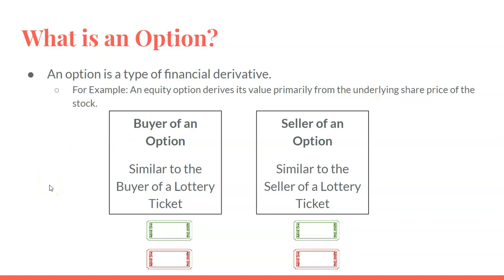Now, to tie this back into the lottery ticket technique, think of the buyer of an option like the lottery ticket player. If you're the buyer of the lottery ticket, it's going to have a very similar behavior and outcome to the buyer of an option. And if you're the seller of an option, think of yourself as the convenience store guy, the person who's selling the lottery ticket. If you're the seller, you're hoping that the person playing does not win. You just want to collect your premium, or the price of the ticket, every time. We'll get into that a little more deeply in a moment.